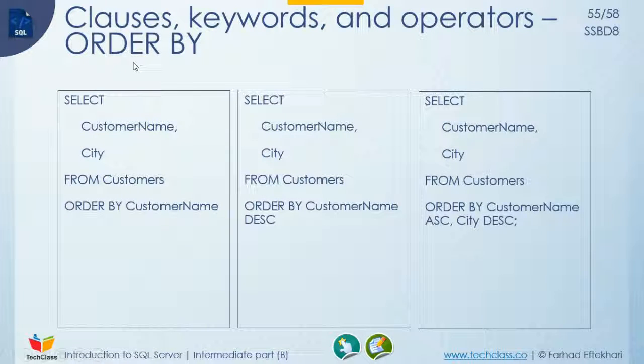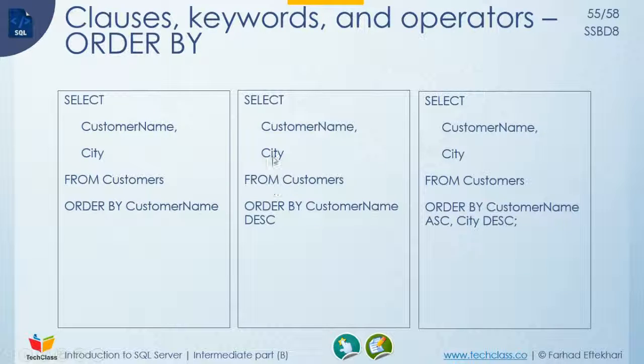Now we have this ORDER BY keyword here. So let's see what the purpose of using this ORDER BY is. In this example, we have a regular select statement, and we are looking for the customer name and city columns of this table customers, and we want to sort them based on the name of the customer. So we are using ORDER BY customer name here.